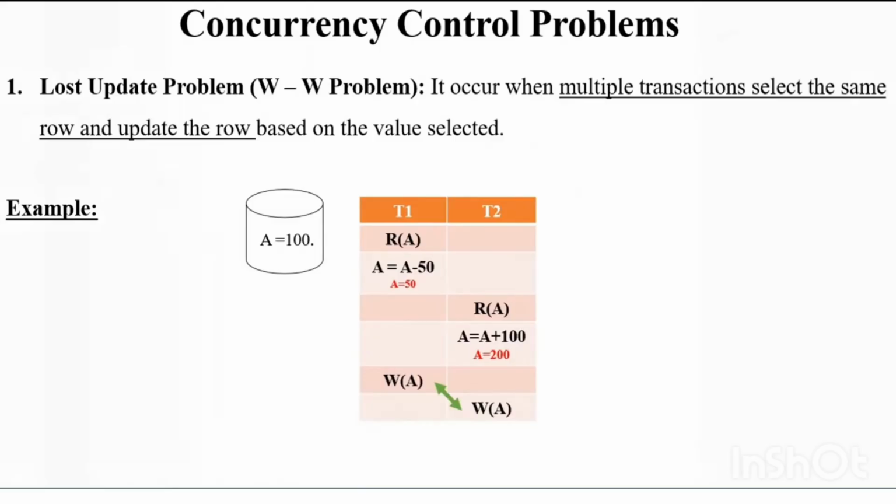After that, in transaction 2, another user updates the same row: A = A + 100. Here the value of A is 100, so 100 plus 100 gives 200. In this case, the value was read before the update, so the value is not right. Transaction 2 uses the same original value in the given database. This is the lost update problem.